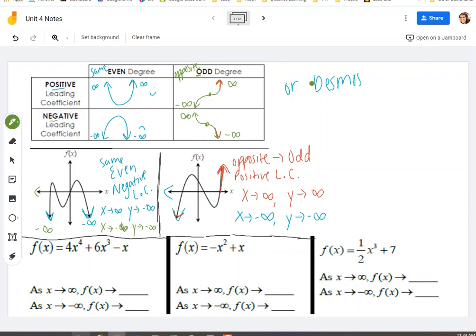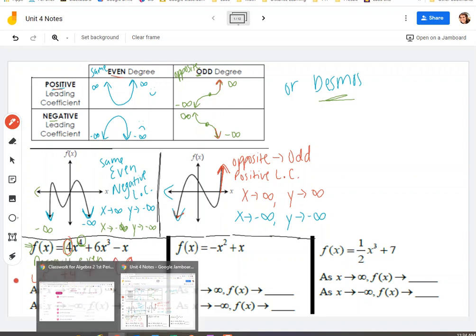If we don't have pictures of the graph, again, we could use Desmos. So I could type this into Desmos, this example down here. Or I'm going to look at the degree and the leading coefficient. So my degree is the exponent, which we see is 4, which is even. And I'll grab a different color here. My leading coefficient is positive 4. So it's positive. So even and positive looks like this from my chart up here, even and positive. So I'm going to be ending in positive infinity for both directions.